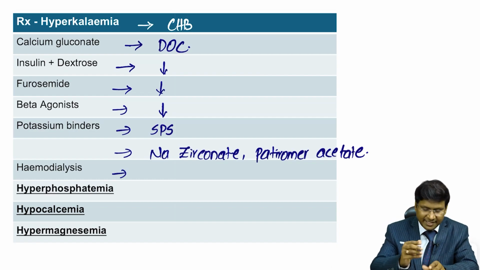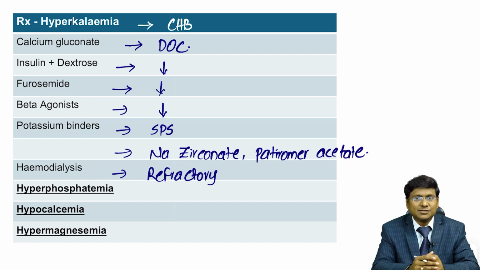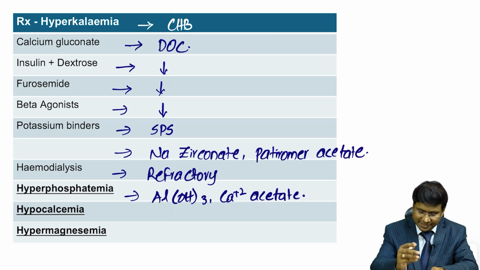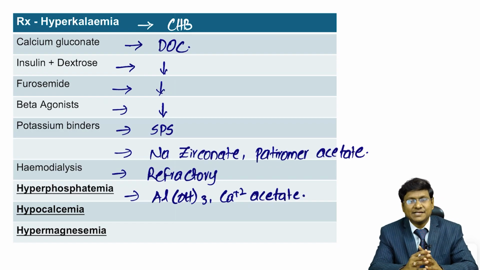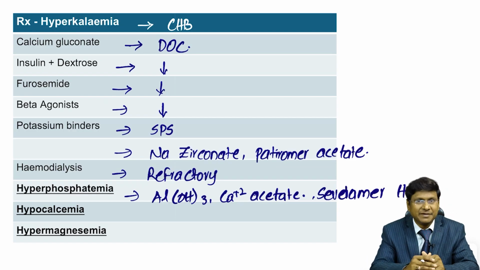Then, hemodialysis you have to do in refractory scenarios. When the patient is not responding to the medical management, then you need to do hemodialysis and take out the potassium. And what are the drugs which will reduce the phosphate levels? That is aluminium hydroxide, then we have calcium acetate. These are the drugs which will act as phosphate binders. And one more important drug is sevelamer hydrochloride. So these are the phosphate binders.